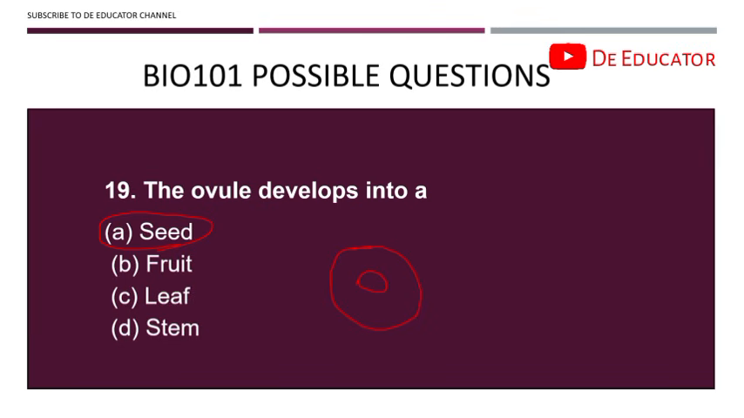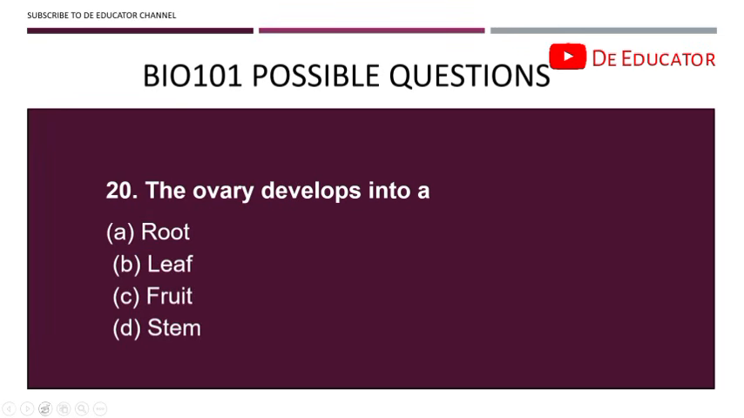If this is a fruit, you know that the one that is inside is the seed, the one that is outside is the fruit. So what is inside is ovule. So ovule develops into seed. Number 20, what does ovary develop into? Ovary develops into fruits. I already mentioned it.